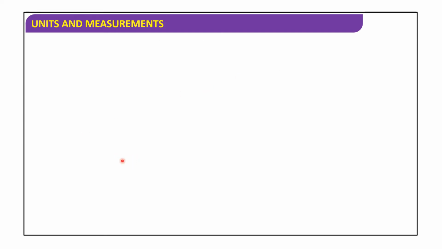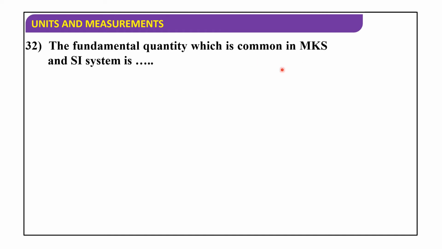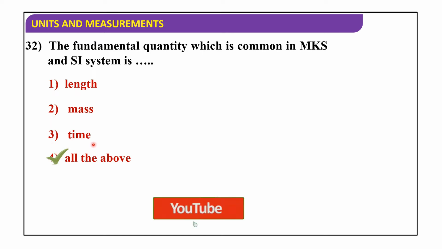Okay. Next, the fundamental quantity which is common in MKS and SI system is length, mass, time, all the above. Here the fundamental quantities which are common in MKS and SI system are all the above: length, mass, time.